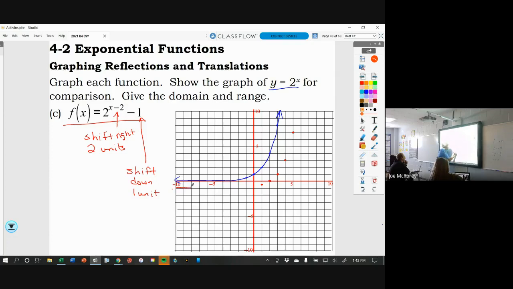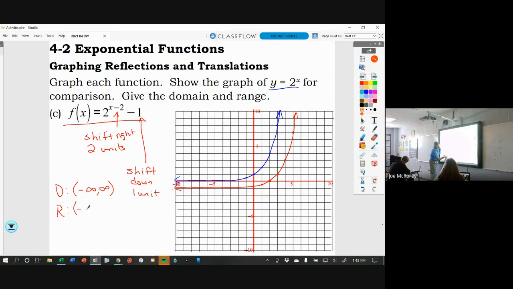I thought it could never touch. That's negative 1, a different asymptote. Okay. What did the graph do? It shifted right 2 and down 1. Well, what happened when it shifted down 1? It changed the asymptote. Okay? So, what's my domain? All real numbers. It hasn't changed. What is my range now?